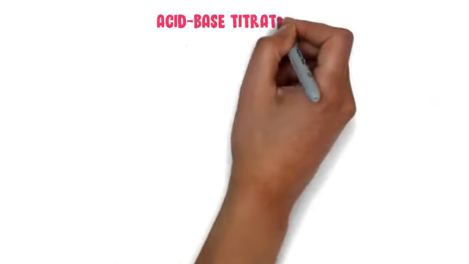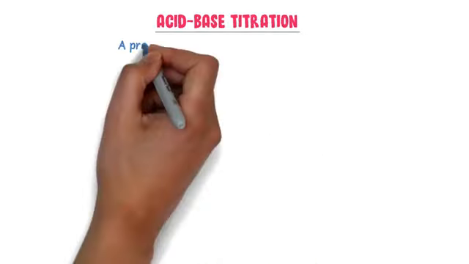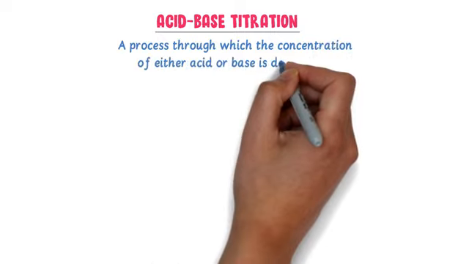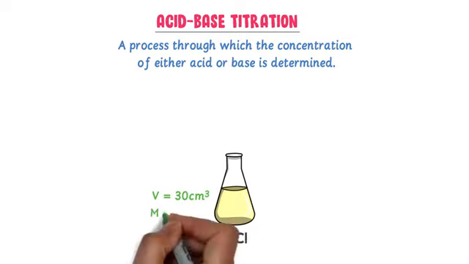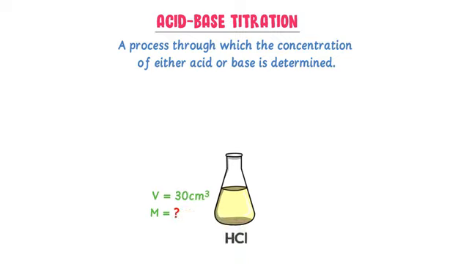Now what is acid-base titration? Well, a process through which the concentration of either acid or base is determined is called acid-base titration. For example, consider 30 cm cube of HCl solution in a conical flask. If I ask you, find the concentration of this 30 cm cube solution of HCl, how can you find it? Well, I take 50 cm cube of sodium hydroxide solution in the burette, which has 0.5 molarity.